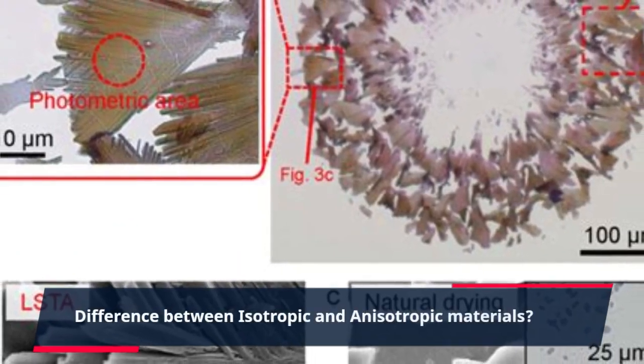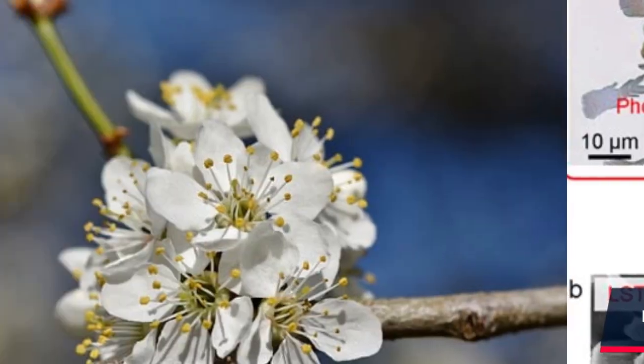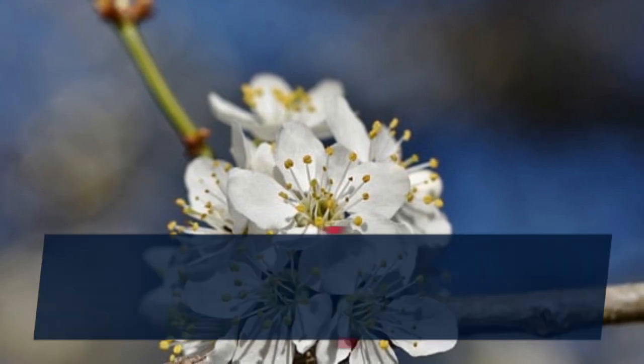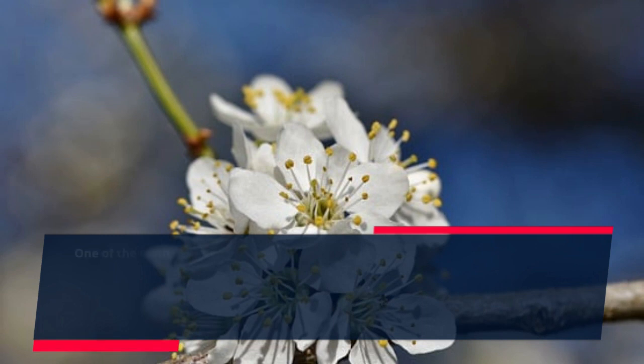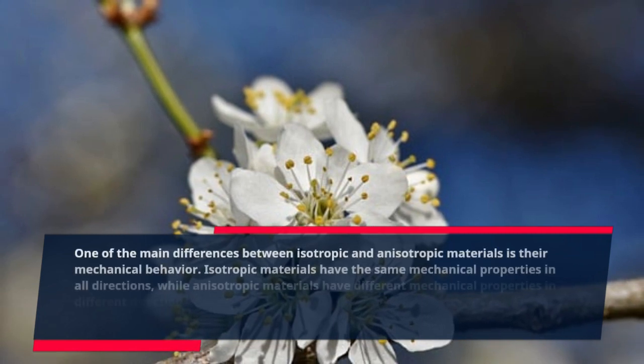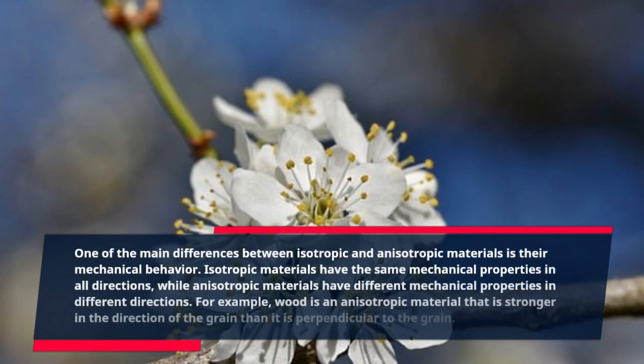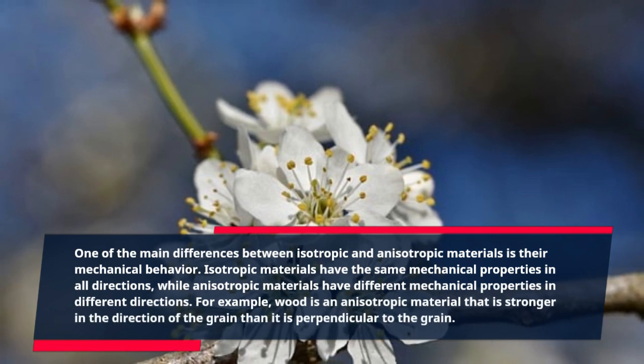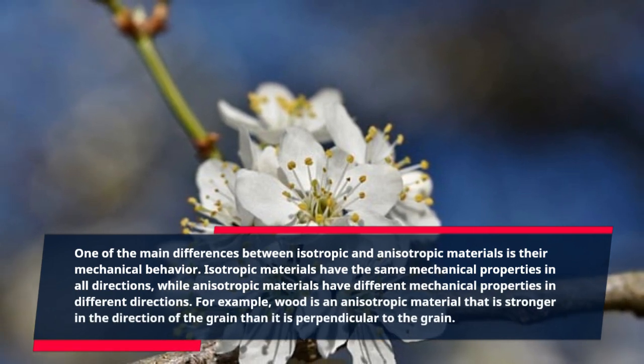Difference between isotropic and anisotropic materials? One of the main differences between isotropic and anisotropic materials is their mechanical behavior. Isotropic materials have the same mechanical properties in all directions, while anisotropic materials have different mechanical properties in different directions.